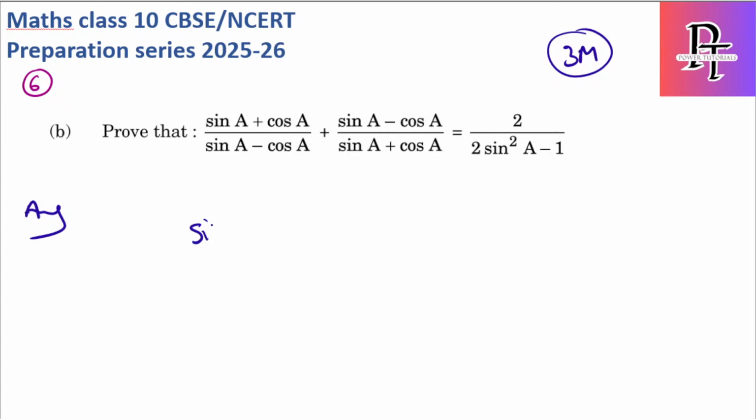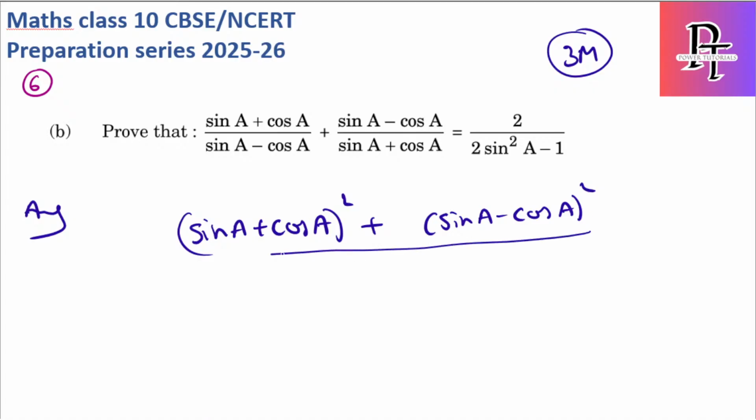So this becomes (sin A plus cos A) whole square plus (sin A minus cos A) whole square by (a plus b) into (a minus b), which becomes sin square A minus cos square A. I wrote it directly in this step, so I hope you understood how I solved this. The LCM denominator is (a minus b) into (a plus b). So this one and this one has to be multiplied, and this one and this one has to be multiplied. So this becomes (sin A plus cos A) whole square plus (sin A minus cos A) whole square.